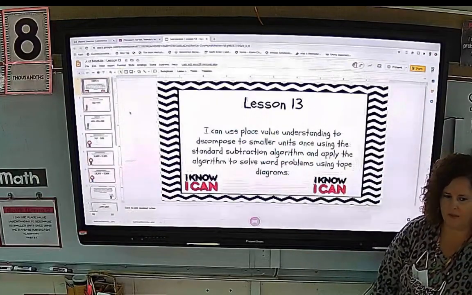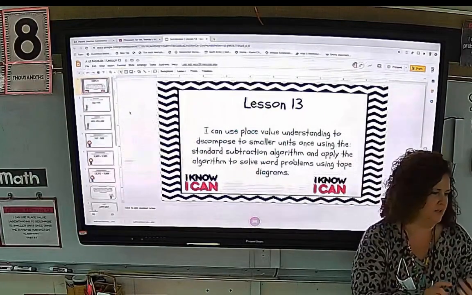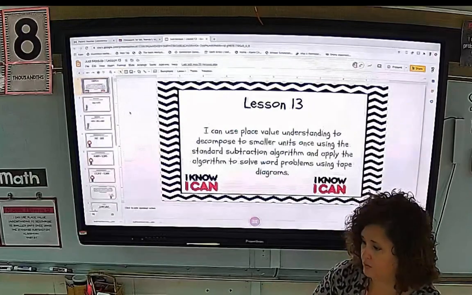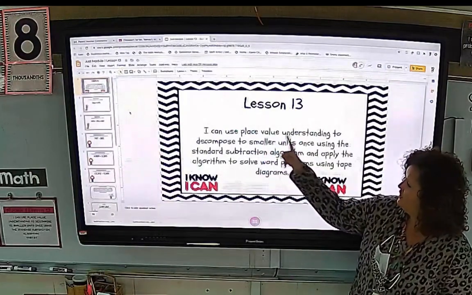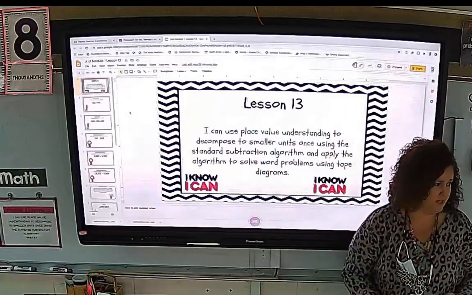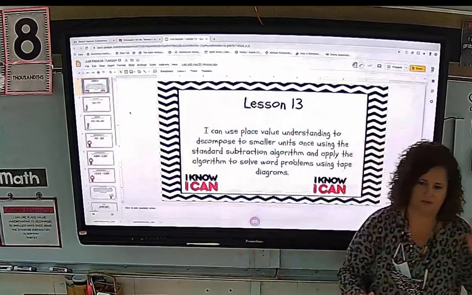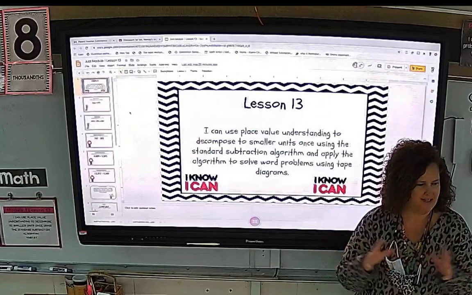Knowing what's happening on that place value chart is really helpful in understanding what happens during addition, during subtraction, even multiplication and division. We'll see the place value chart some. But I can use place value understanding to decompose. That word is going to mean different things in science versus math, okay? But what are we talking about when we decompose something?